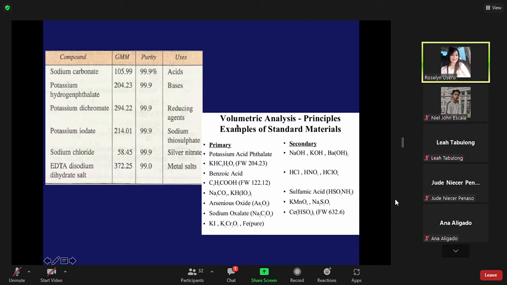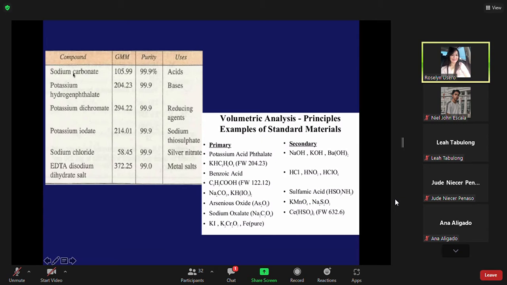So in volumetric analysis, in your titration experiments or titrimetric analysis, you have potassium acid phthalate. What you standardize with it are sodium hydroxide or potassium hydroxide. Next, we have benzoic acid and sodium carbonate. Secondary standards include sulfamic acid. Okay.